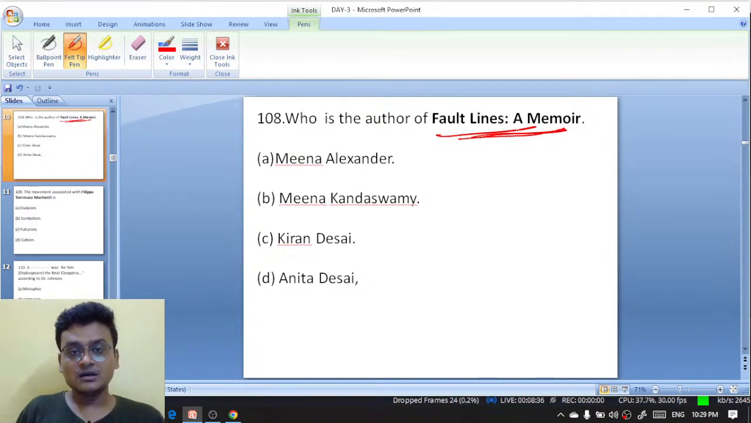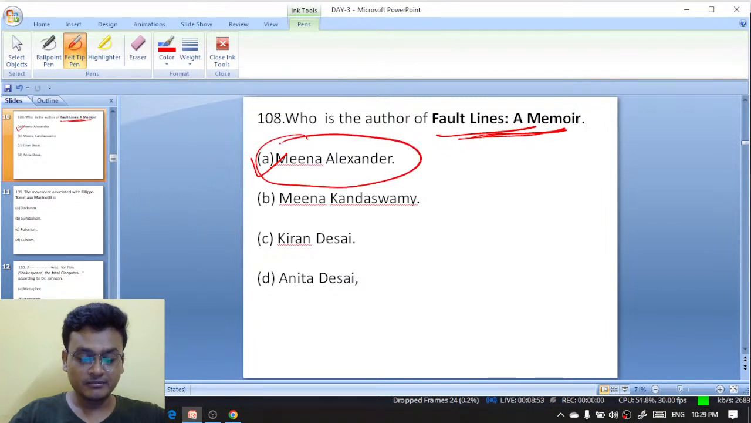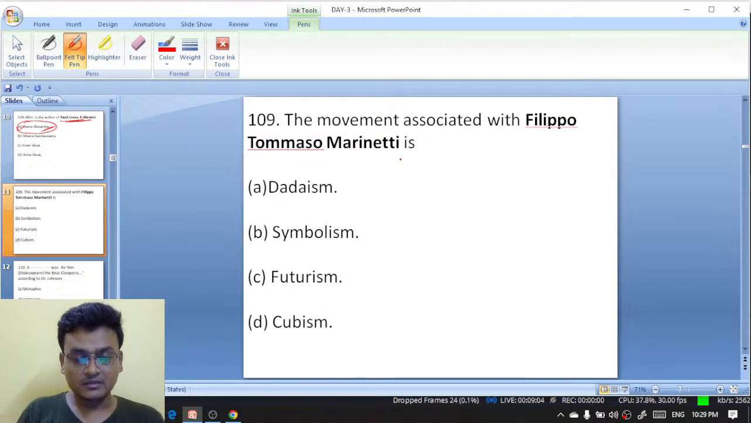Okay. Now, who is the author of Fault Lines: A Memoir? Here, Indras is saying Meena Alexander. Exactly, you are right. Fault Lines: A Memoir was written by Meena Alexander. Nandita, you are also absolutely right. Progress World, you are also absolutely right. Deepti also absolutely right. It is Meena Alexander.